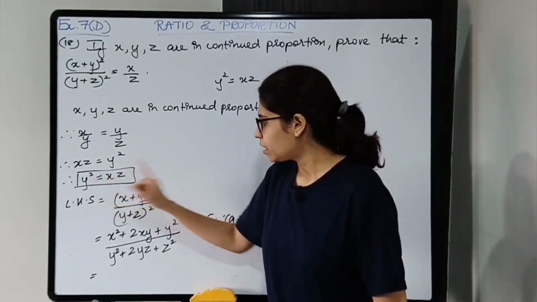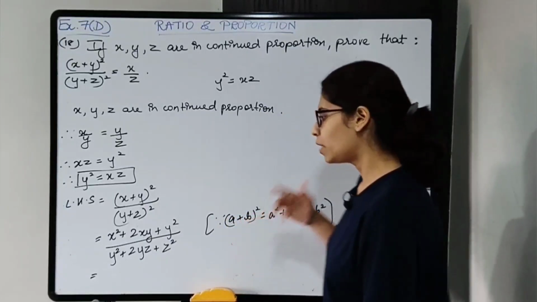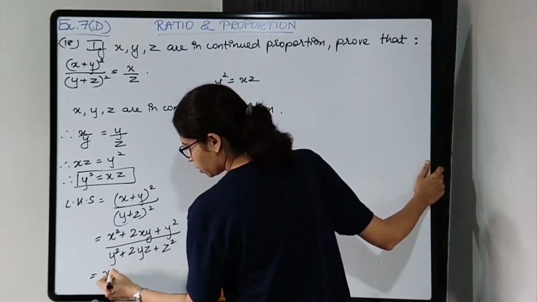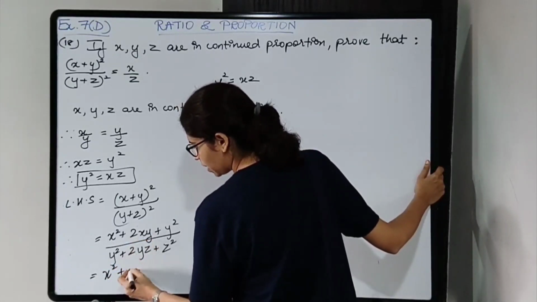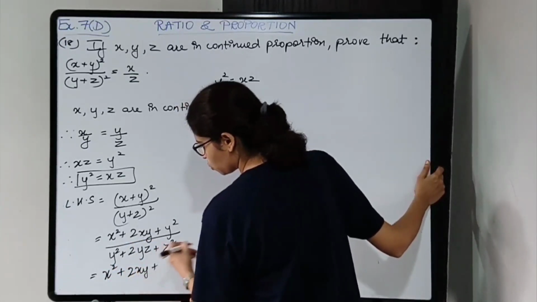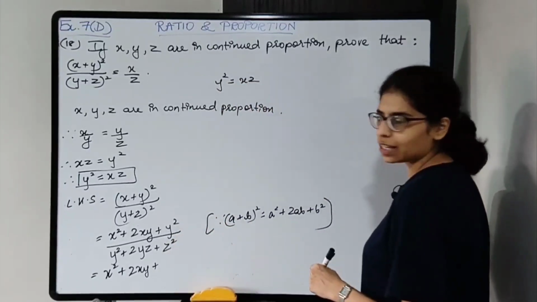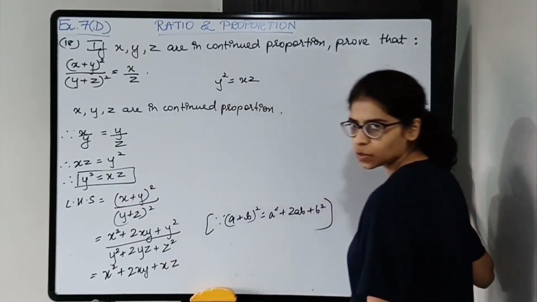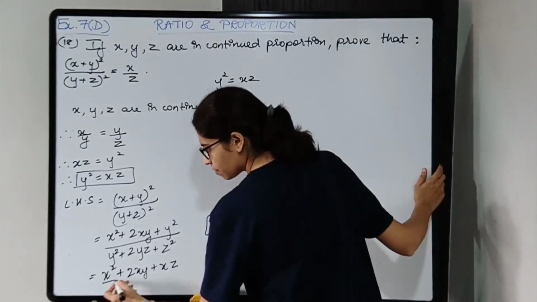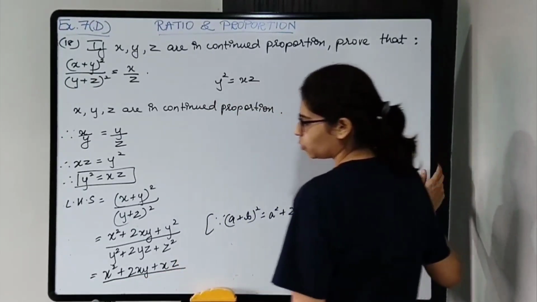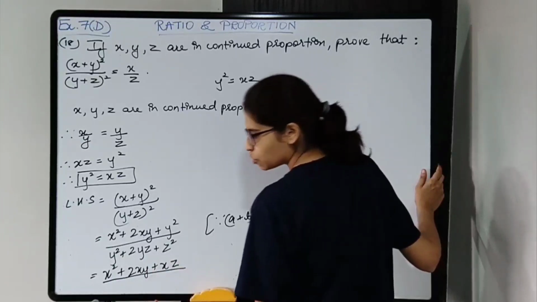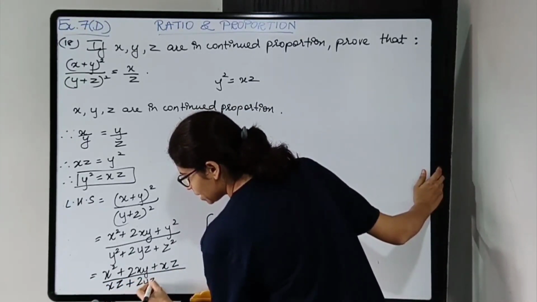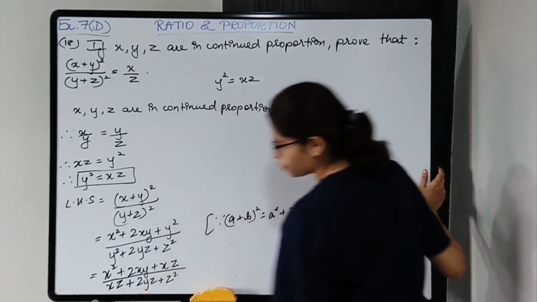Now instead of y square I can use xz, so let us use that. X square, so here I cannot make any substitution. Xy, so here also I cannot make any substitution. In place of y square I can substitute xz. Okay, and over here also I have y square, so I can substitute xz, plus 2yz plus z square.